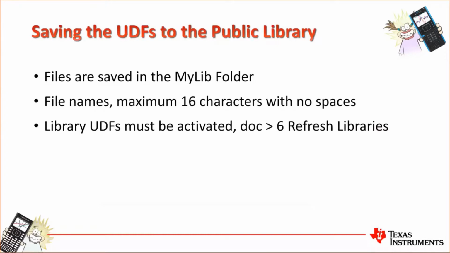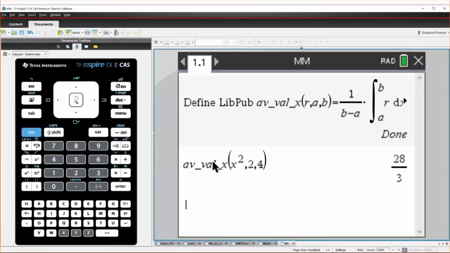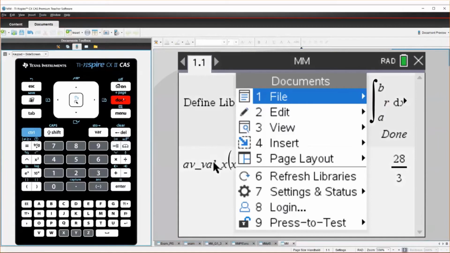And the third step we've got to do there is we have to activate these. The CAS does not know the functions you've written until we've activated them, so we've got to go doc, 6, refresh libraries. So let's go back and do that. The next thing, doc, and number 6 is refresh libraries.